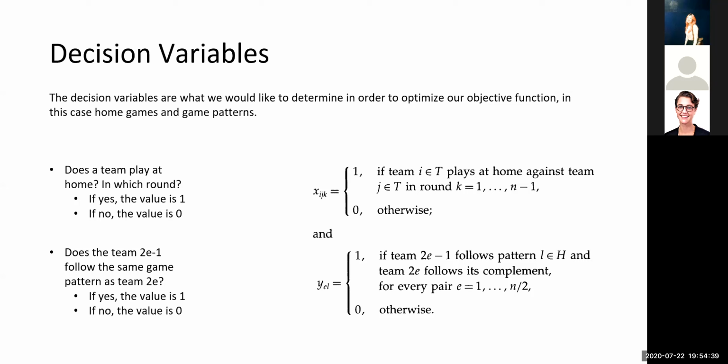And then we're looking at team 2E minus 1. That's just taking the team, for example 4 times 2 minus 1 would be team 7. All of the teams are given a number. Does it follow the same game pattern as team 8? If yes, the value is 1, and if no, it is 0. We can go to the next one.